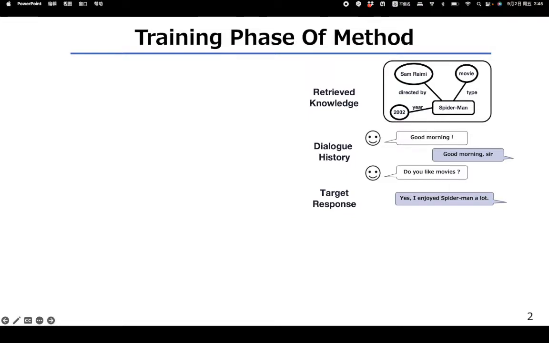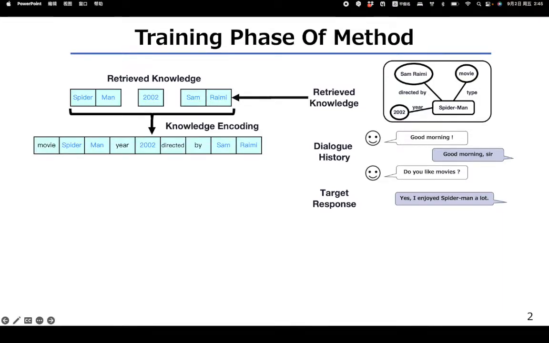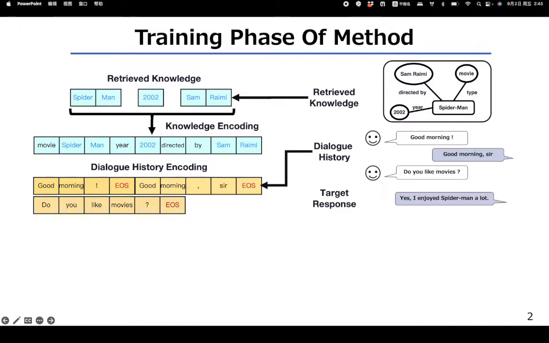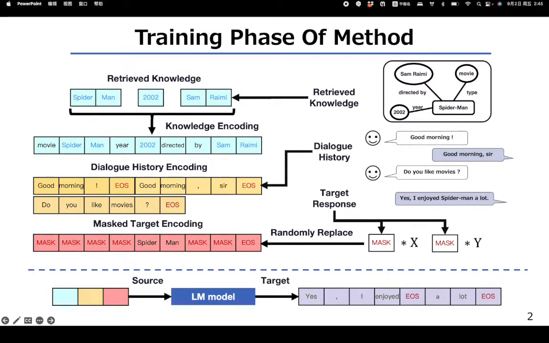In the training phase of the method, the first step, we retrieve relevant knowledge in the knowledge graph and convert the retrieved knowledge into knowledge encoding. The second step, we convert dialog history to dialog history encoding. The third step, we randomly select the number x and the number y, and then in the target response from the left end, the x words are replaced with masked ones, and from the right end, the y words are replaced with masked ones. And the last step, the knowledge encoding and the dialog history encoding and the masked target encoding are input to the language model. The training task is to generate the masked words.